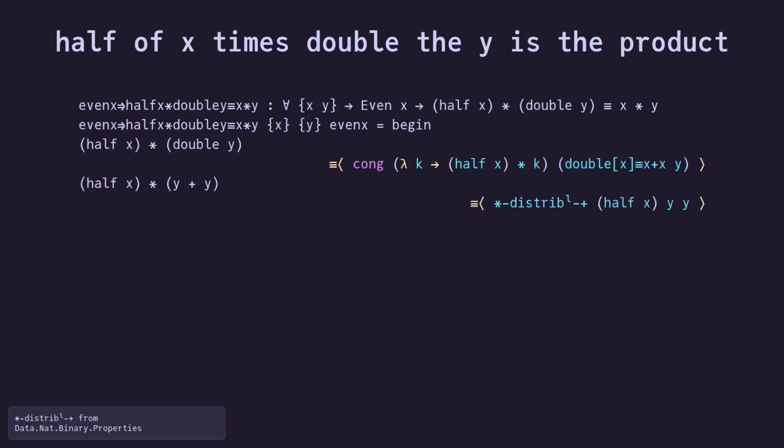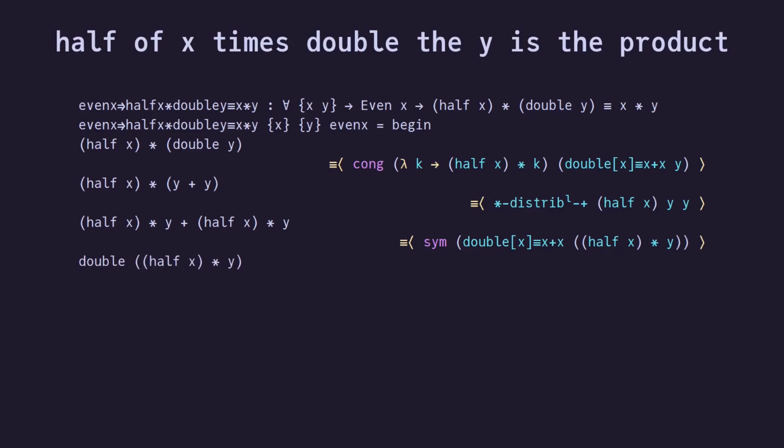Now we use the distribution law of multiplication and addition of binary numbers from the standard library. So half x into y plus y is the same as half x into y plus half x into y. Now the previous lemma, double of x is equal to x plus x, we use the symmetric version of it on half x into y. Because we are adding the same number twice, it is double of that. So the result is double of half of x into y.